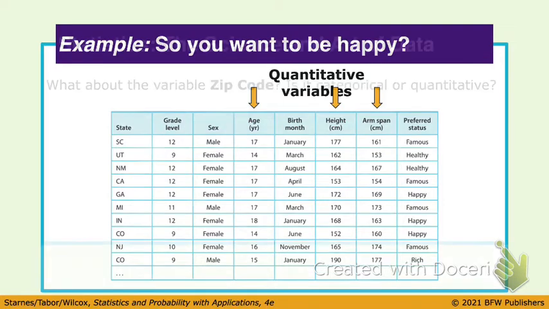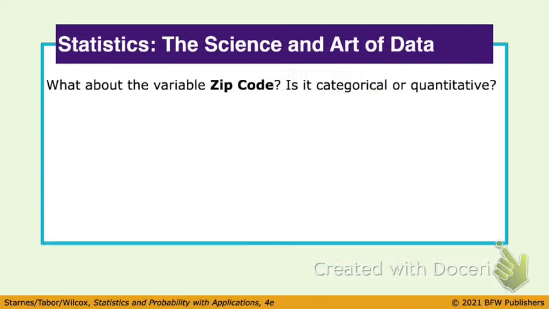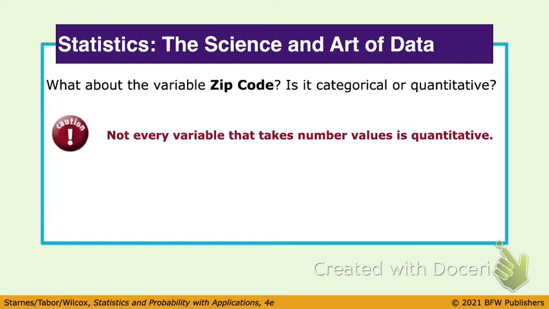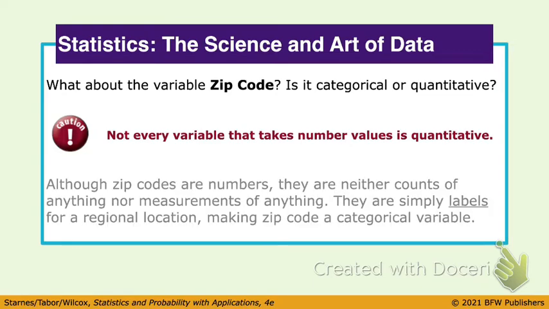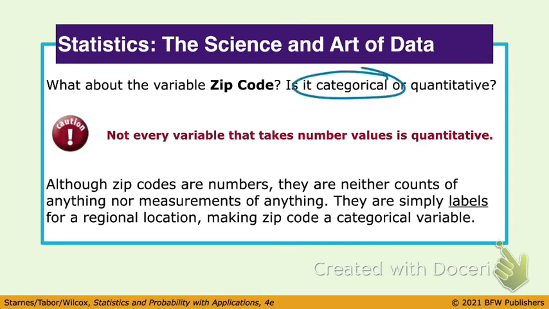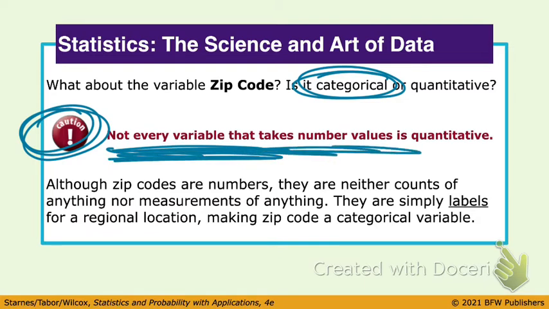So let's talk about zip code for a second. Is zip code categorical or quantitative? Because that's like where you live. All right, cool. So I want you guys to write this down. Yes, zip code is categorical. That's absolutely correct. But make sure you write this down somewhere: not every variable that takes a number value is quantitative. If the variable shows a word, then yeah, it's categorical. That's pretty easy. But not every number is quantitative.